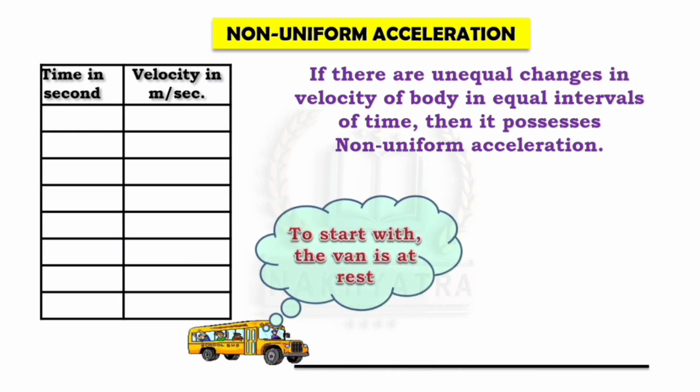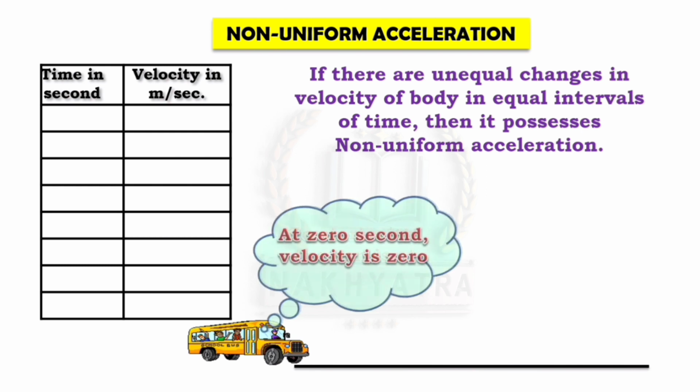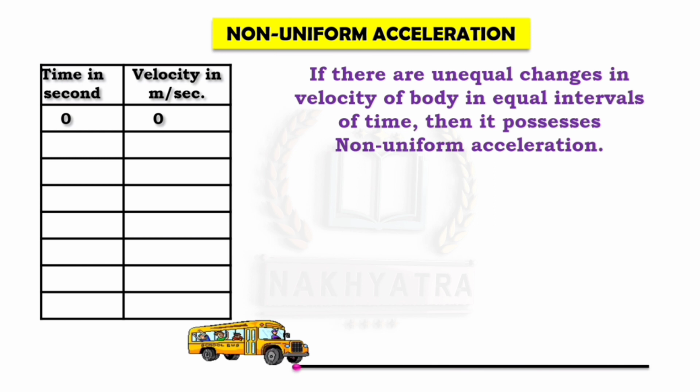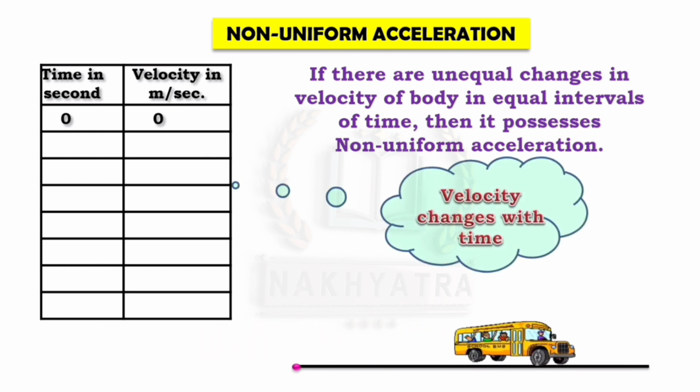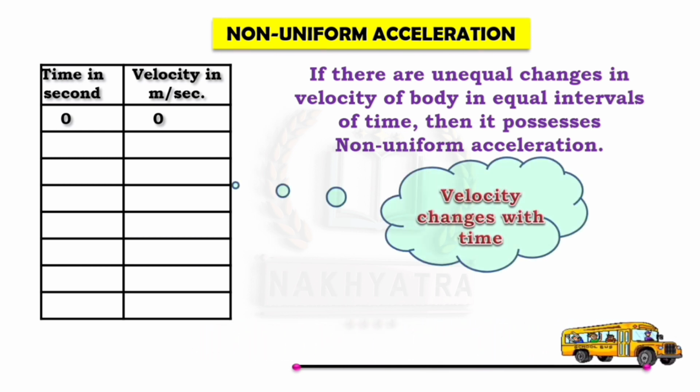See here, to start with, the van is at rest. So at 0 seconds, velocity is 0. Here, after 5 seconds, the velocity will be 7 meter per second. So the velocity changes with time. Okay, so here also we will see the time up to 35 seconds. And in 35 seconds, the velocity is 52 meter per second.